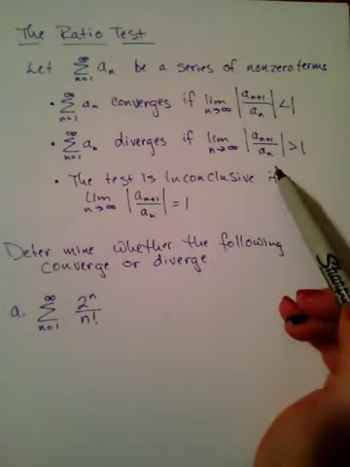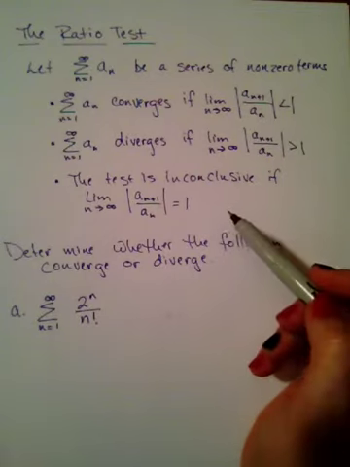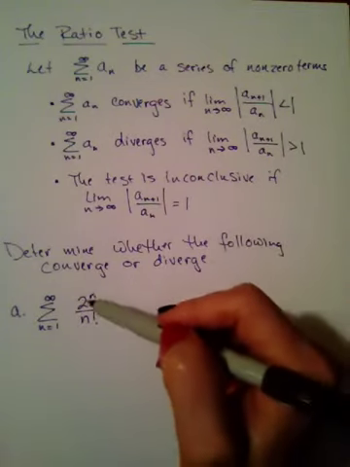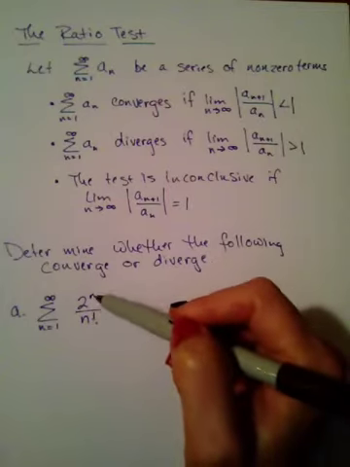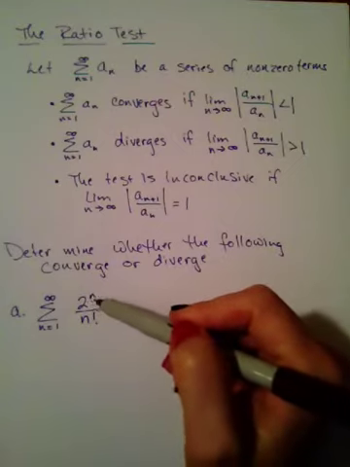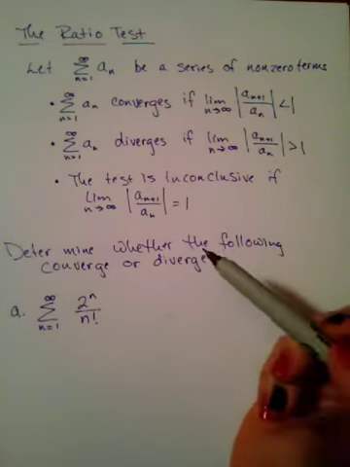So this test works really well when you have different kinds of series that have things that look exponential, like 2 to the n here, or factorials like an n factorial. So if you see those, or combinations of them, if it was just 2 to the n, it'd be geometric, but if you have it in combination with something else, you might try the ratio test.